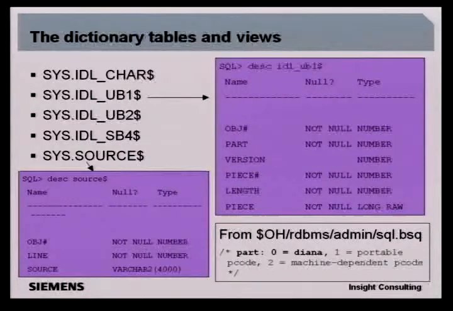creates a database. And if you look at the comments in there for these Diana tables, it actually tells you that a row with a part number value of 0 is Diana, and one with a part number of 1 is portable P code, and one with a part number of 2 is machine-dependent P code. And again, at the bottom, we've just got the source$ table where the actual source code is stored.